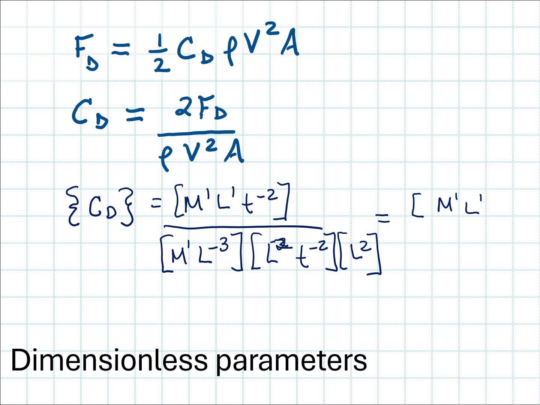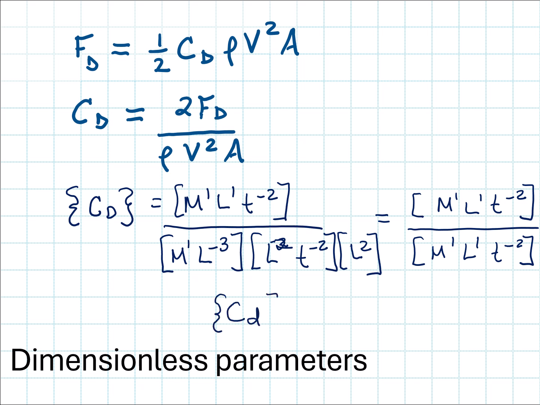A little bit of algebra simplification. And then once again, I can see that the primary dimensionality of my drag coefficient is mass to the power of 0, length to the power of 0, and time to the power of 0.